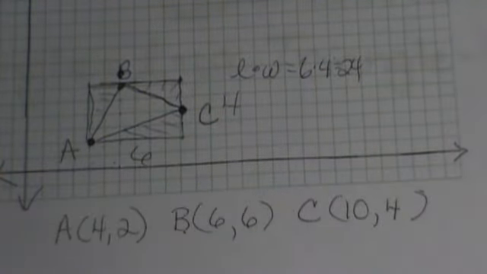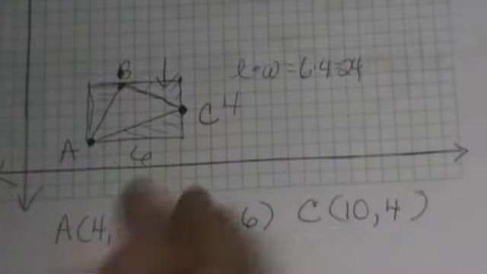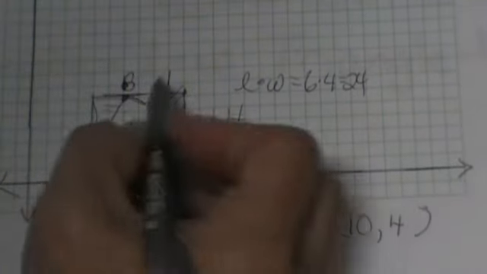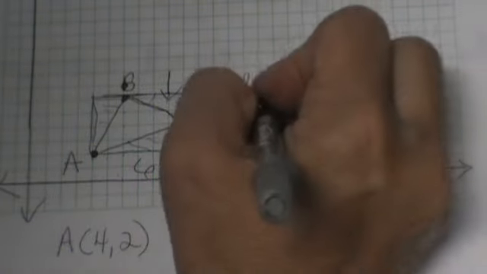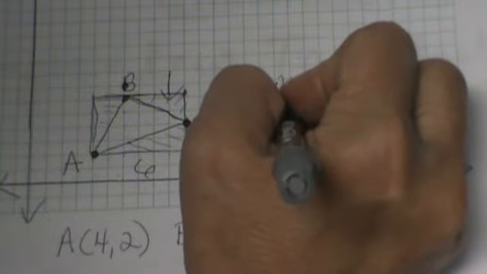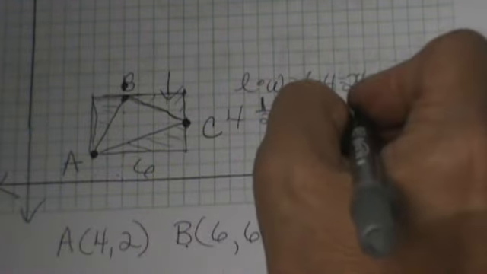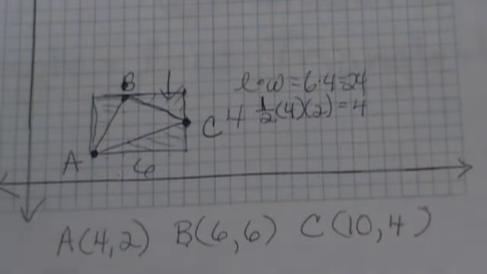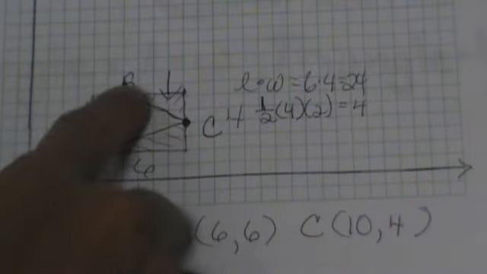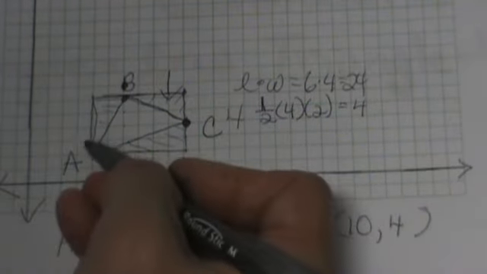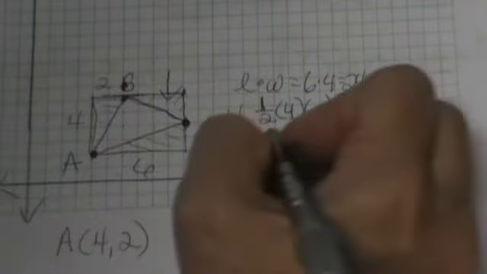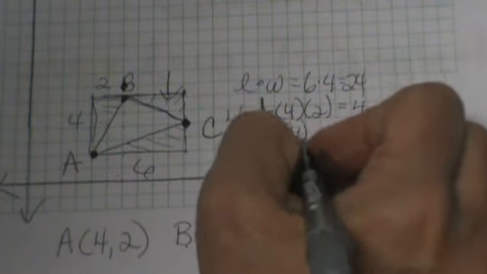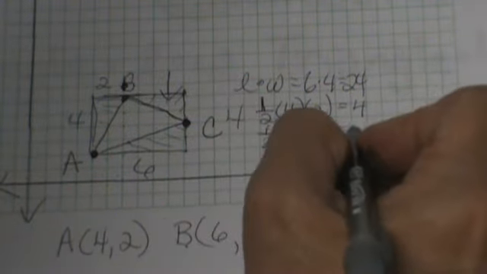Now let's take each small triangle. I'm going to take this top one first, and this triangle is 1, 2, 3, 4 units long and 2 units high. So it's 1/2 of 4 times 2, which is 4. Then I'm going to do the same thing for the next triangle on the left side. It is 1, 2, 3, 4 units high and 2 units wide, 4 by 2. So I'm going to take 1/2 of 4 times 2, and again that's going to be 4.